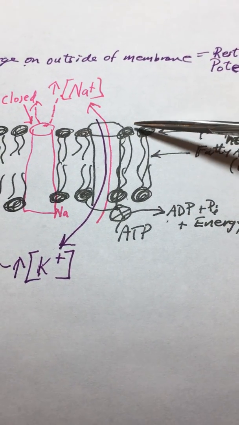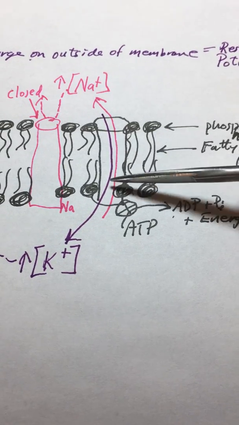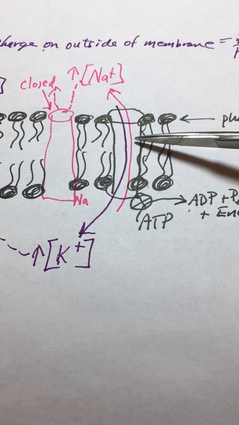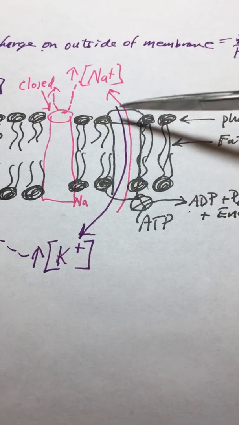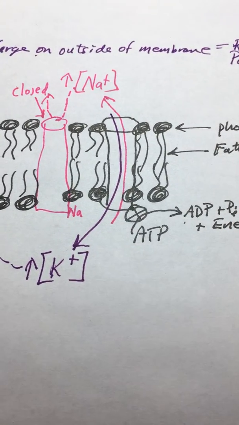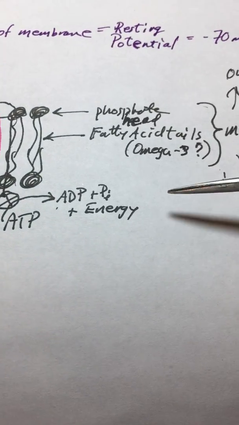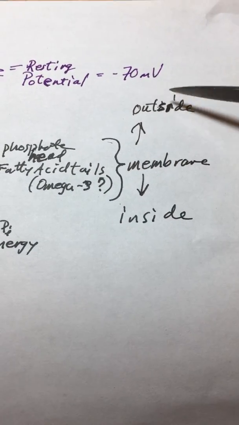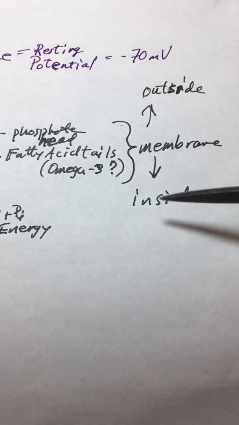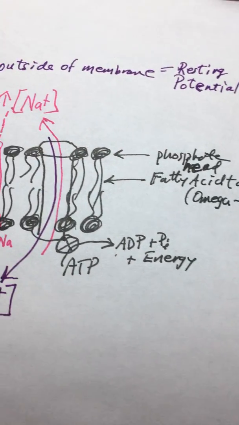Okay, and there are going to be things that live in the membrane, transmembrane proteins. Here we have a pump. This pump is pumping sodium out and potassium in. It uses ATP to affect that result. Okay, this is the outside, out this way. This is the inside of the membrane.